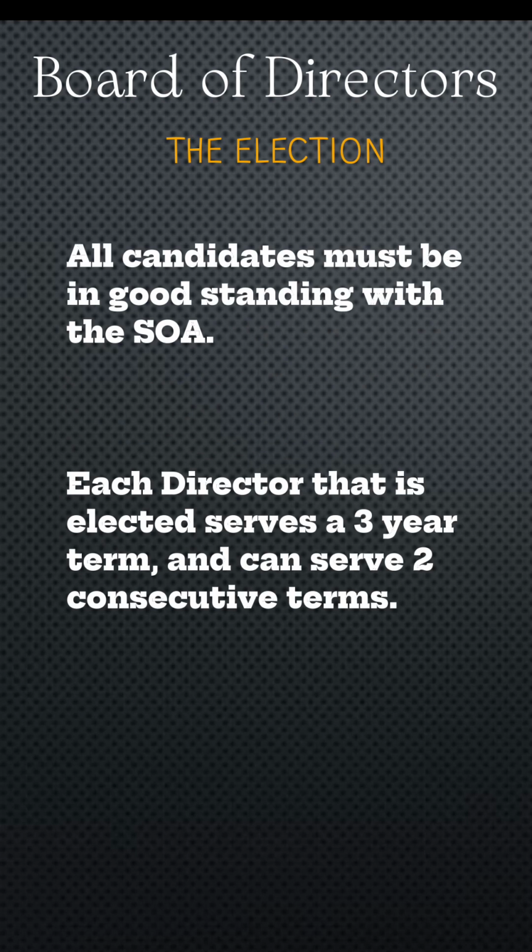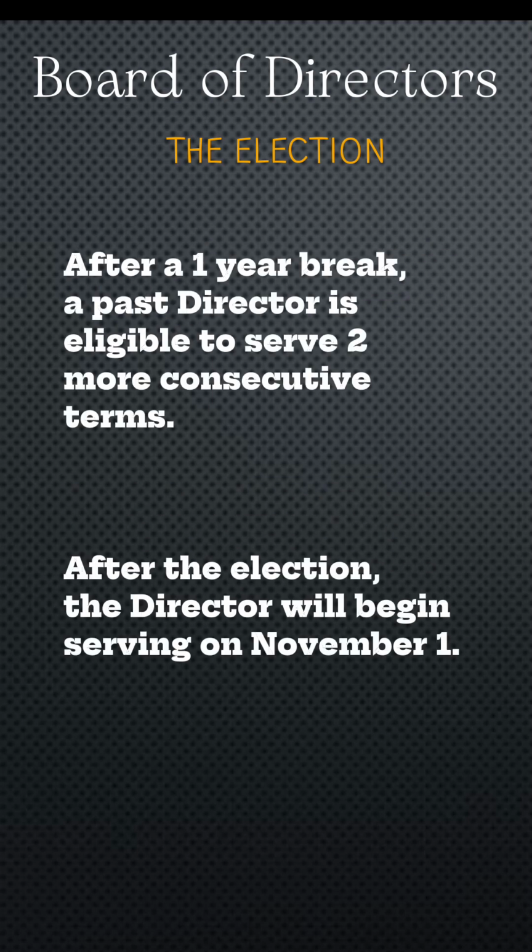So all candidates must be in good standing with the SOA. Good standing means you are in no financial despair with the association, and your dues and assessments are up to date. The director is elected for 3 years. You can do 2 3-year stints, then you have to take a year off, and then you can come back for another 2 3-year stints, and you can do that as long as you like. Once the election is over, the nominees will begin serving their term on November 1st.